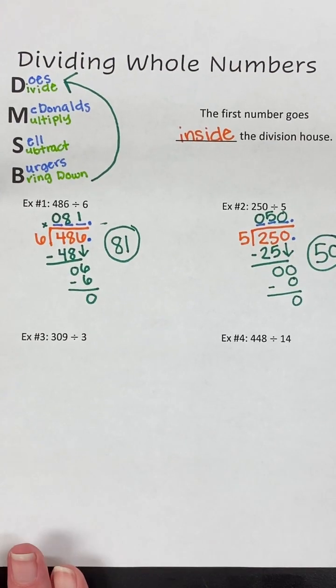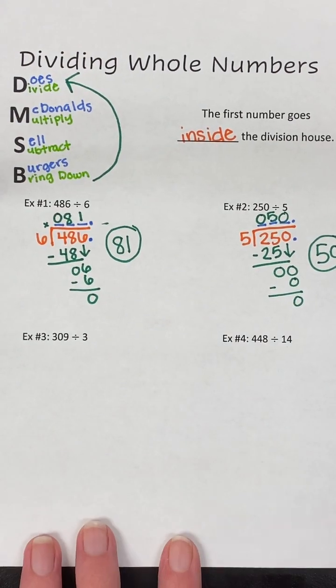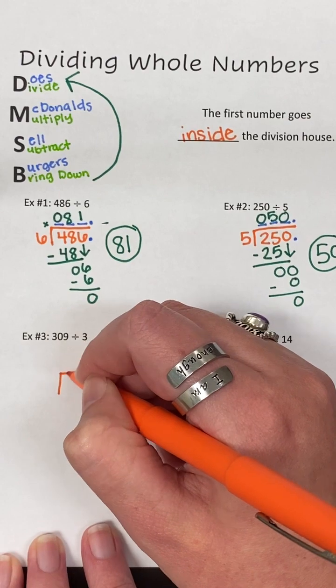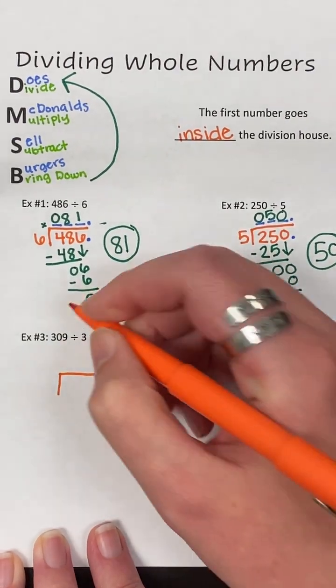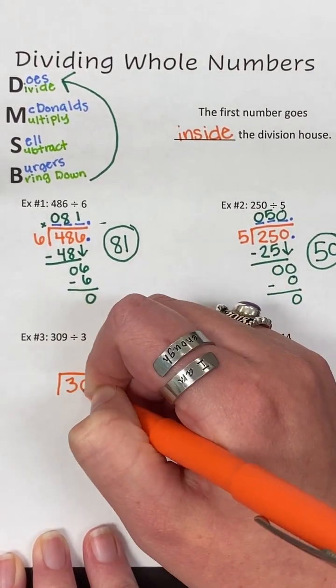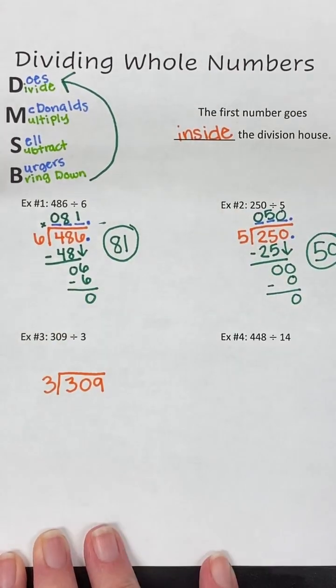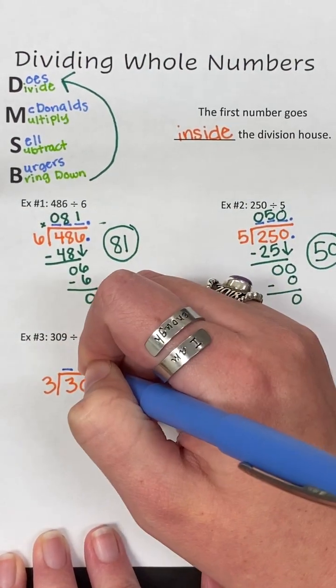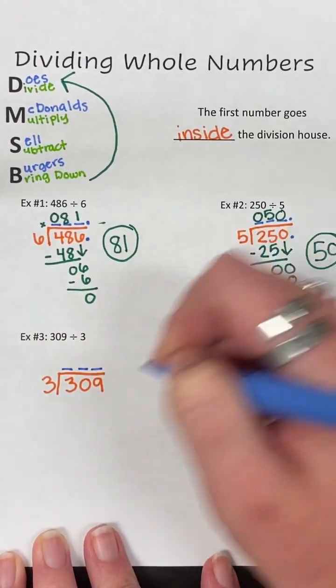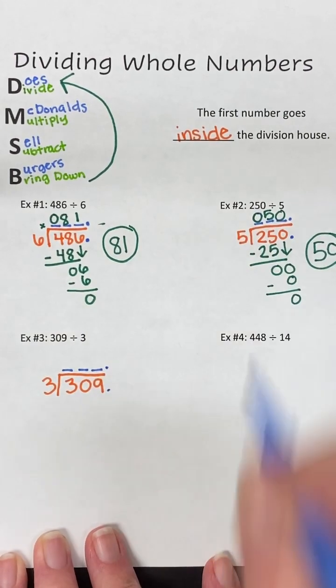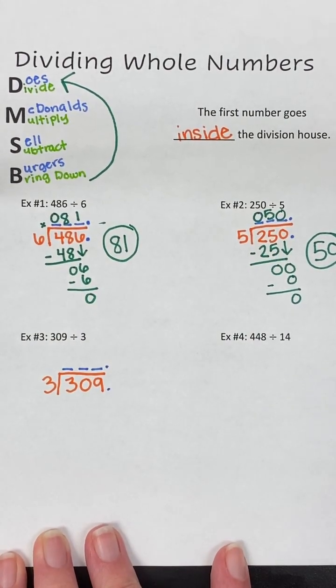All right, let's look at example number 3. Which number is going to go inside my house this time? The first one, which is 309, and then the 3 stays outside. I'm going to have 3 spaces, so 1 above the 3, 1 above the 0, 1 above the 9. Add my decimals. Now I'm ready to divide.